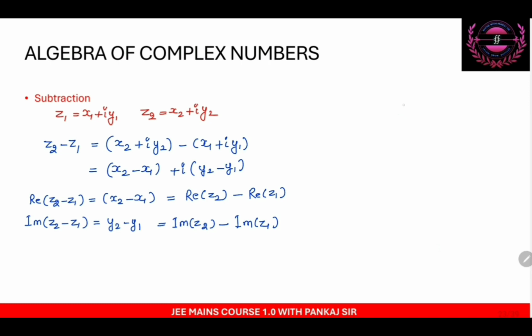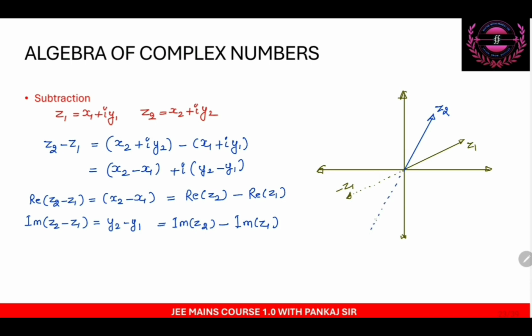So if you have to represent this subtraction of complex numbers on the Argand plane, we can draw it like this. Let's say this is the Argand plane. You have two complex numbers, this is z1 and this is z2. Try to understand: if I extend z1 on the opposite side of the origin, this is minus z1. Similarly, if I extend z2 on the opposite side of the origin, this is minus z2.